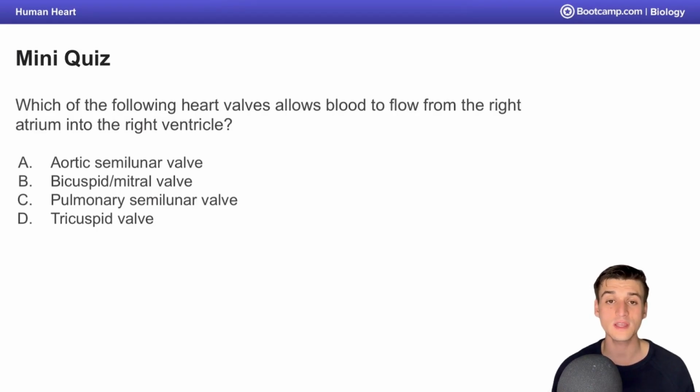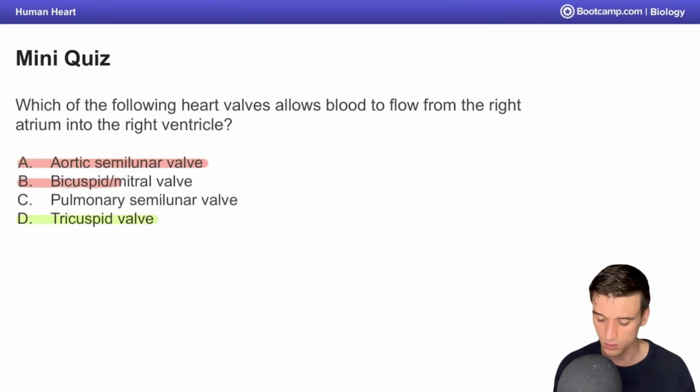Okay, welcome back. The correct answer in this case is D, the tricuspid valve. The tricuspid valve, or the right atrioventricular valve, allows blood to flow from the right atrium into the right ventricle. Answer choice A, the aortic semilunar valve, is on the left side of the heart, and this is going to be the valve that allows blood to flow from the left ventricle into the aorta.